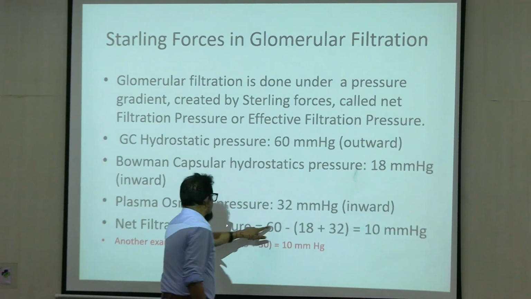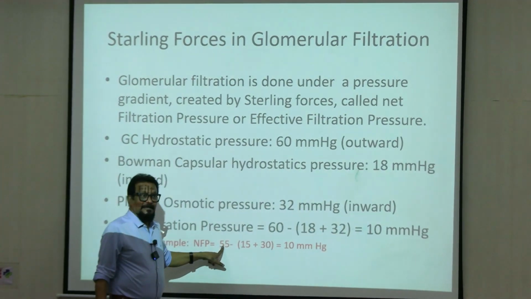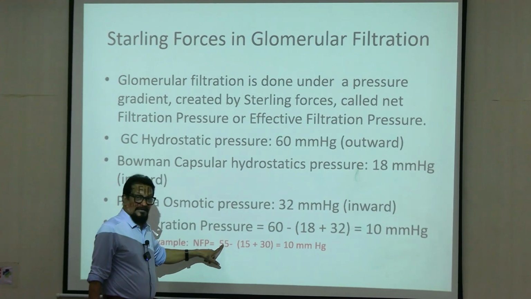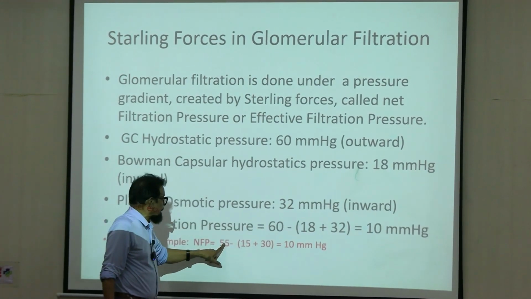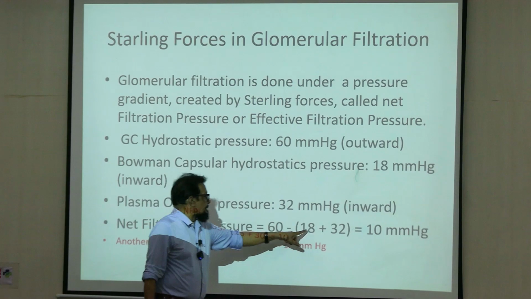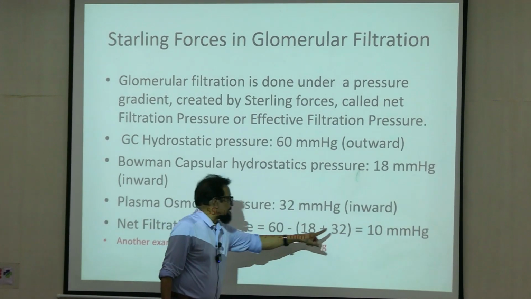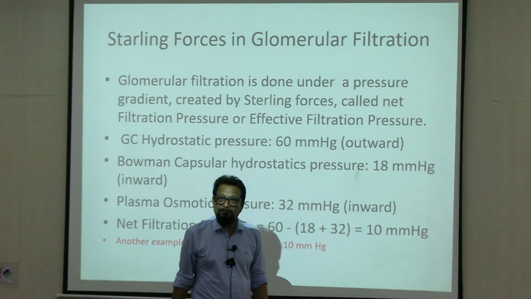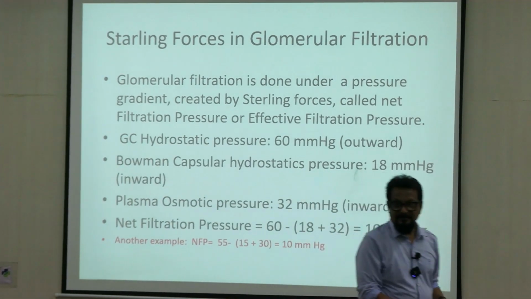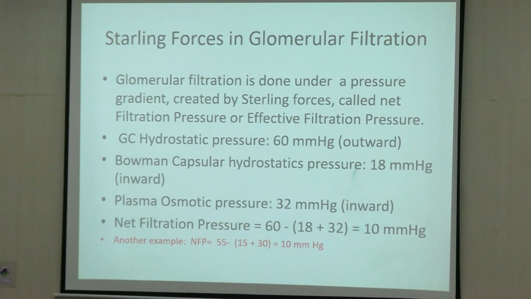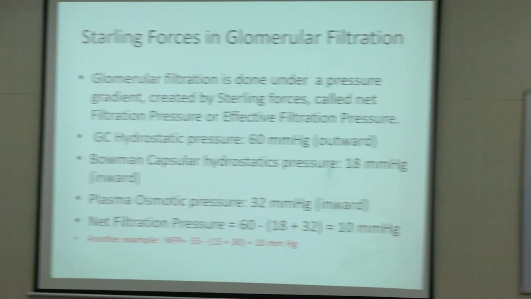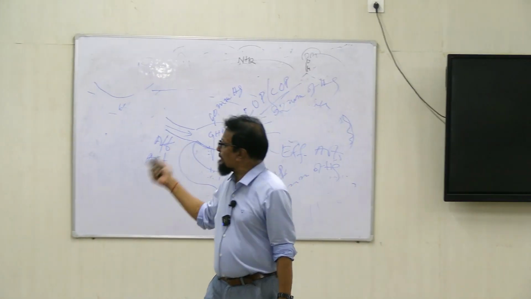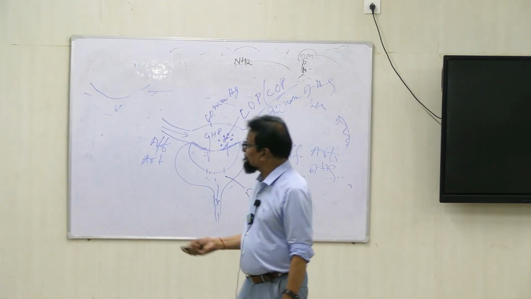Here is another case. Hydrostatic pressure is 55 instead of 60, and instead of 18 it is 15, instead of 32 it is 30. Now what is that? It is saying 10 millimeter of mercury effective filtration pressure. In some books this example is given, and in some books, like a guide, the earlier example is given. So you understood this?